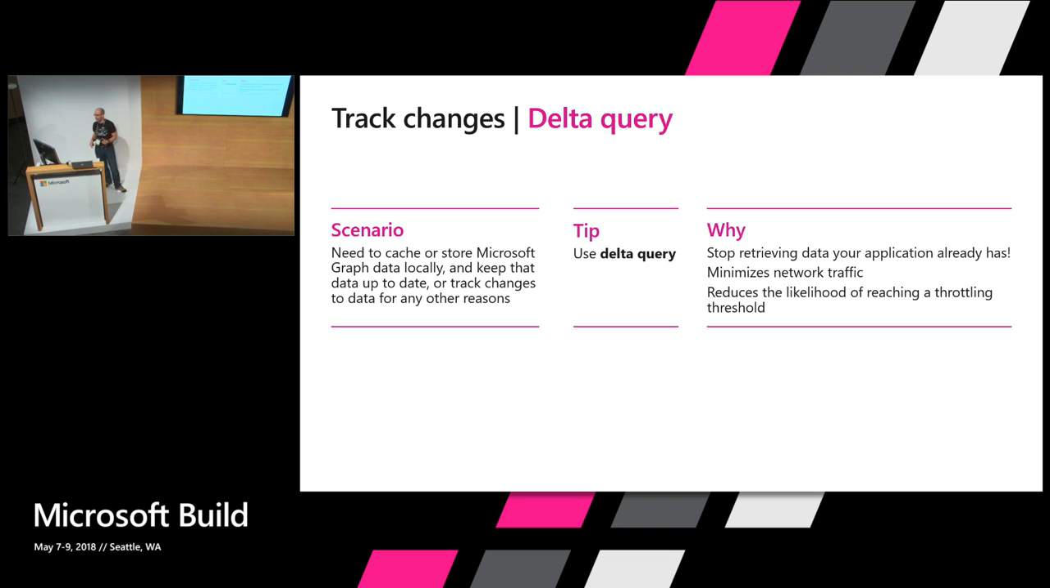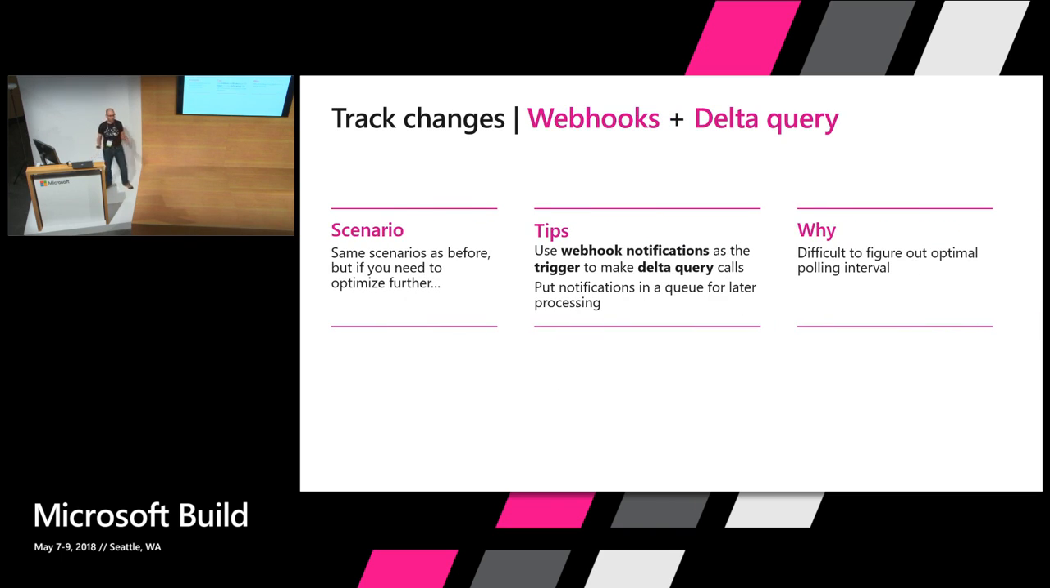And it minimizes the network traffic and also reduces the chance that you may be throttled. You can get more information on that at aka.ms/graphdelta. Finally, actually, webhooks and Delta Query work really well together.